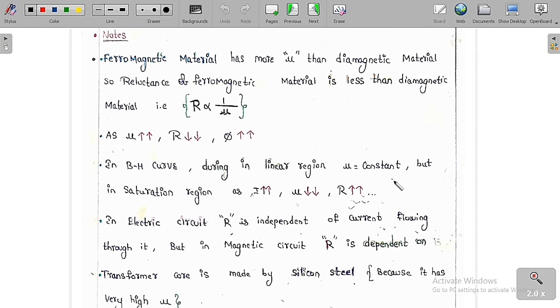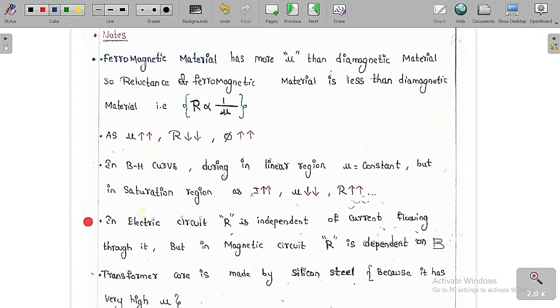So finally I can say only one thing: in the unsaturation region, the reluctance of the core is constant, because mu is a constant, whereas in the saturation region, as you increase the I, the magnetic permeability decreases, so its reluctance will keep increasing to a huge value.